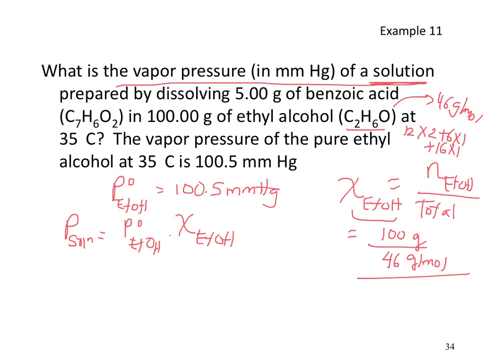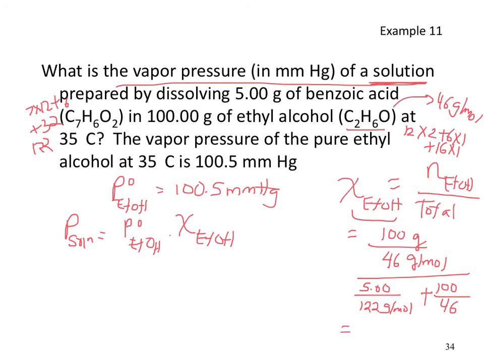So again, for the case of benzoic acid, it's going to look like 5 grams divided by, again we do the same thing, 7 times 12 plus 6 plus 2 times 16, which is 32, so that's 84 plus 6 is 90, plus 32 is 122 grams per mole. So this is 122 grams per mole, plus 100 grams divided by 46 again.